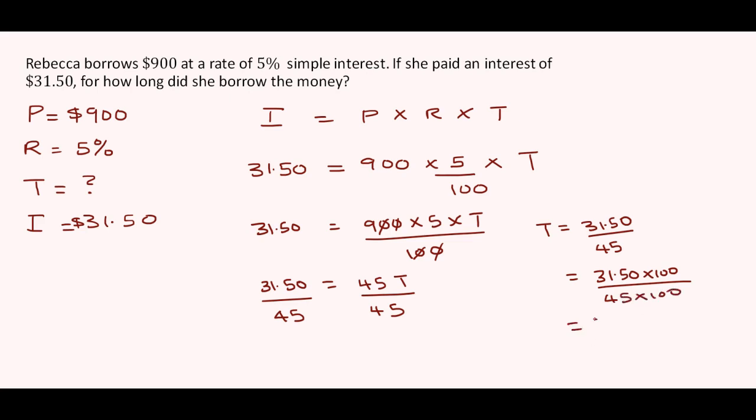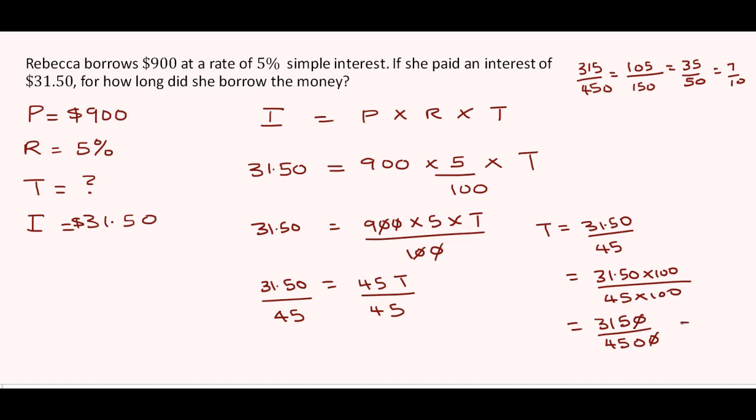So this is going to give us 3150 divided by 4500. So we cross this out. And then 315 divided by 450. Let's go ahead and do that right here. 315 divided by 450. You can divide this by 3 and you have 105 divided by 150. You can divide by 3 again, you have 35 divided by 50. And you can divide by 5, we have 7/10.